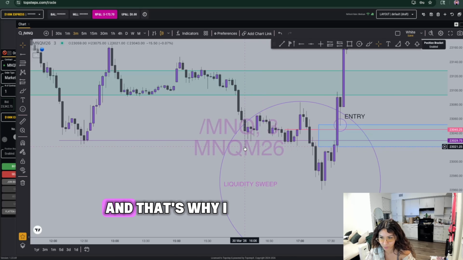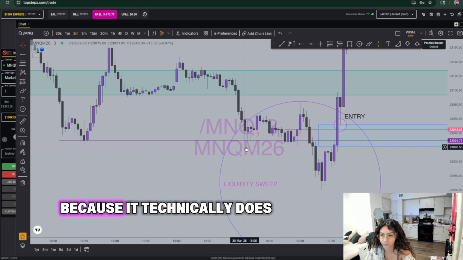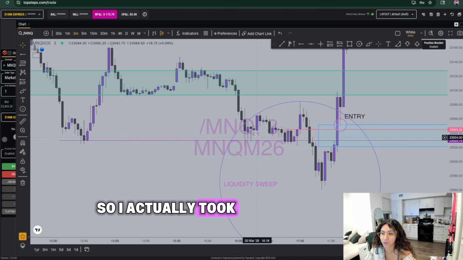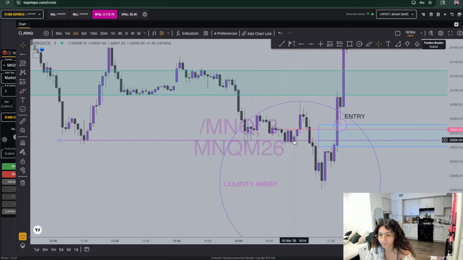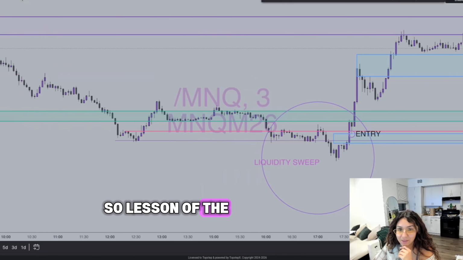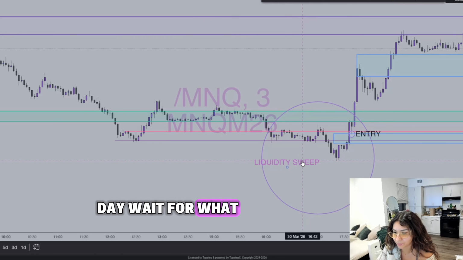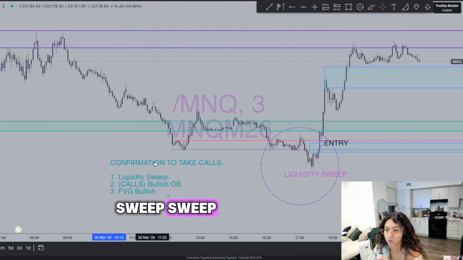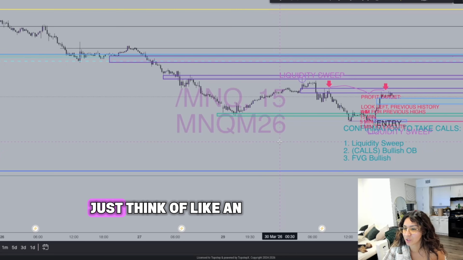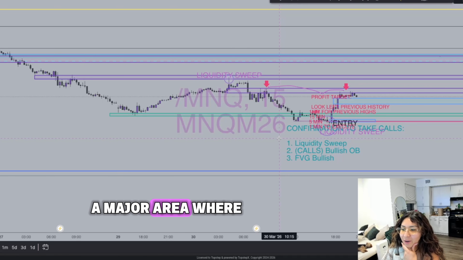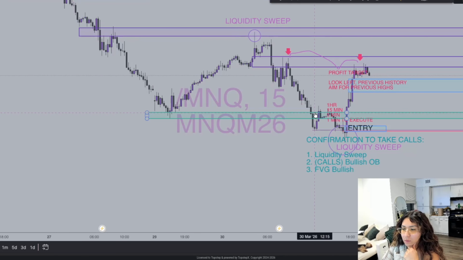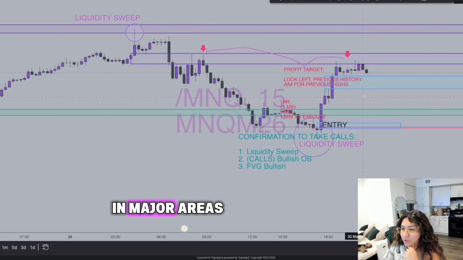I thought this was the sweep, and that's why I got faked out. Because it technically does sweep the low, but it wasn't a real sweep. So I actually took longs here, and then I added here. That's why I got faked out. So, lesson of the day. Wait for it when you're going through a major reversal area. Sweep, sweep, sweep. Think of it like a major area where the orders are gonna take your money before it actually goes. And it usually happens in major areas.